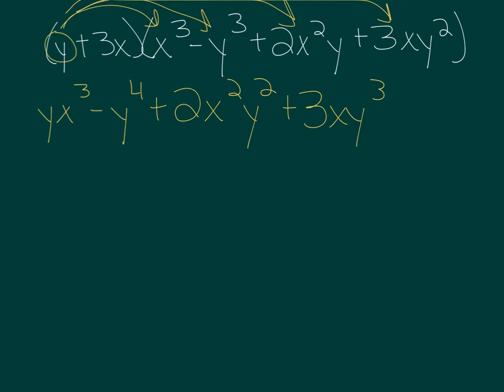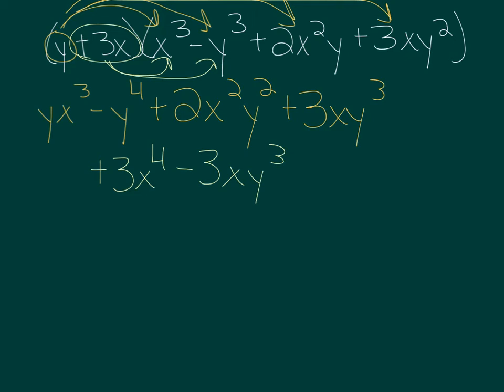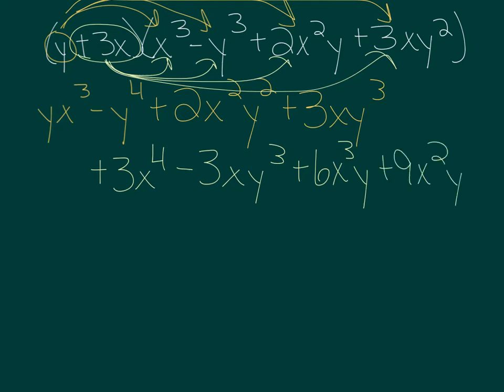Now this one's going to be a little longer, so I'm going to go underneath for the second one. Now I'm going to distribute the positive 3x. Plus 3x times x cubed, plus 3x to the fourth. 3x times negative y cubed would be negative 3xy cubed. 3x times 2y squared would be 6x cubed y. Y'all will have to check me as you go through this. And 3x times 3xy squared would be 9x squared y squared.